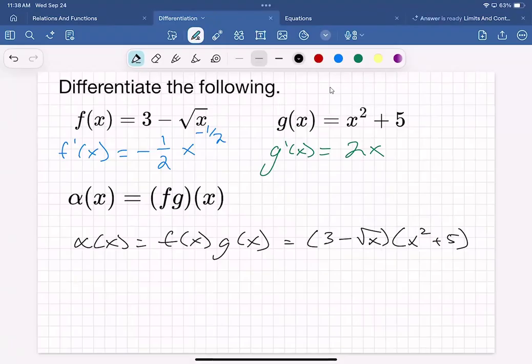But that's a lot of work to go through and multiply that out when their derivatives sometimes might not be as bad as they seem. Okay, so let's go into the product rule.